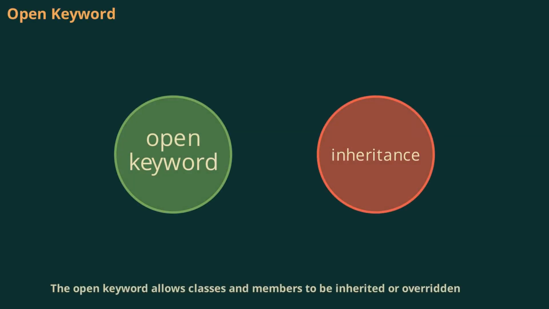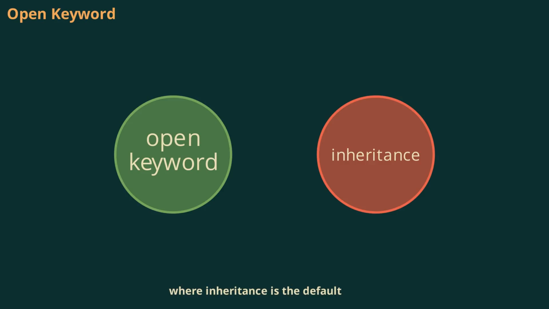The open keyword allows classes and members to be inherited or overridden. By default, all classes, functions, and properties in Kotlin are final, meaning they cannot be extended. Using open enables inheritance and customization, making your code more flexible and extensible. This is different from Java, where inheritance is the default.